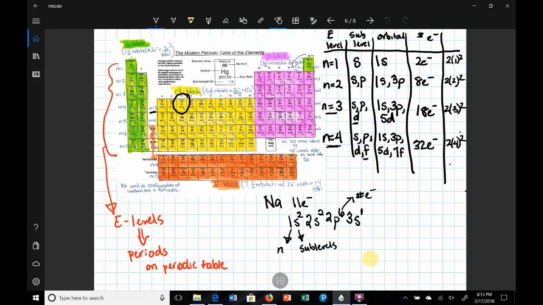Let's do one of these elements over here. Let's take a look at selenium. Notice that selenium, we'll start over here. Selenium has 34 electrons. So we can fill up the electrons based on the periodic table. And I'm going to write them quickly.